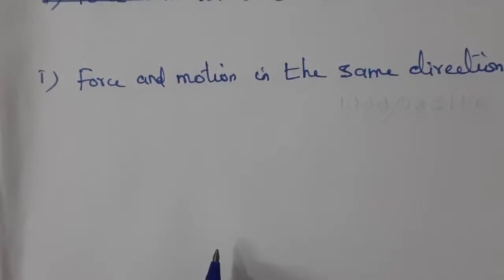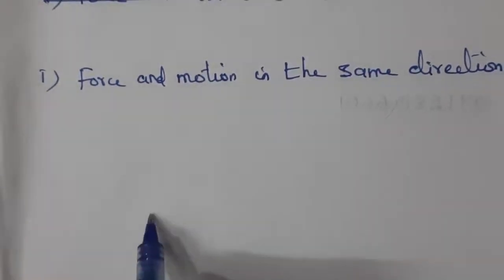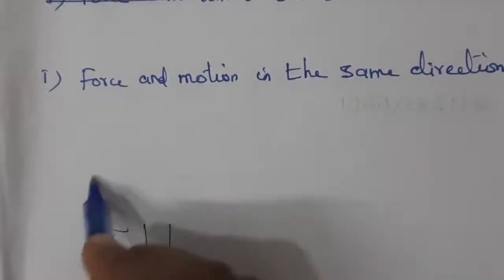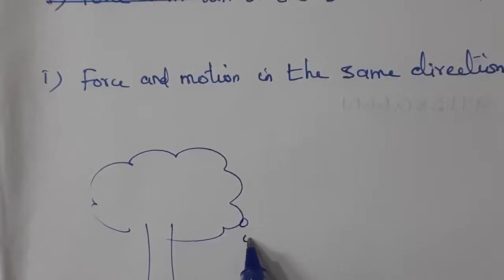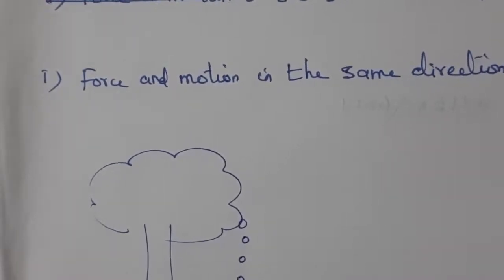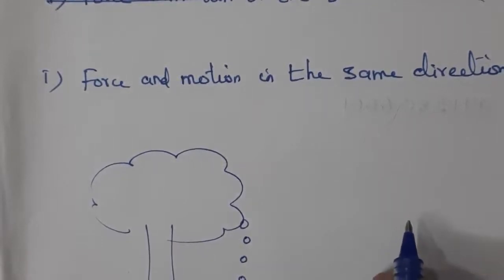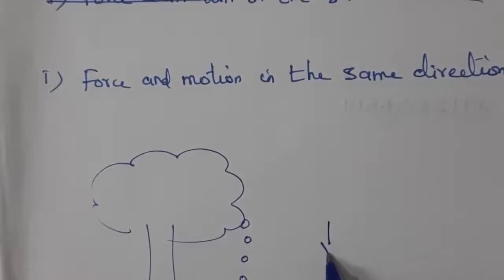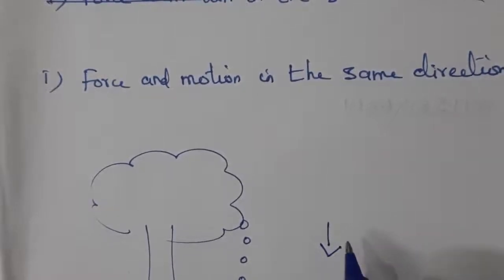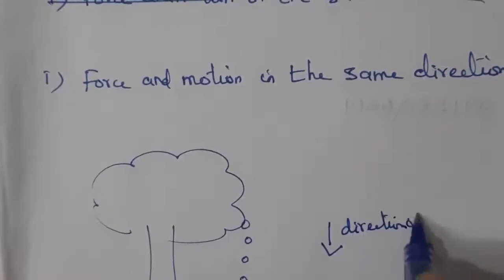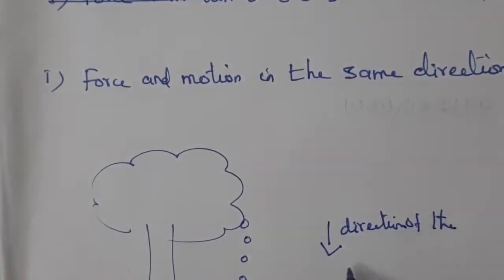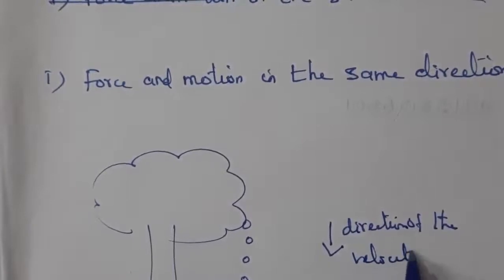Consider an apple falling from the tree. So this is the tree. An apple falling towards the earth. Here, the direction of the motion of the apple is downward. That is, this is the direction of the velocity of the apple.